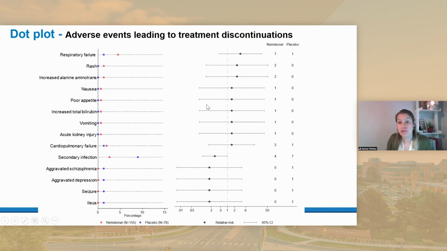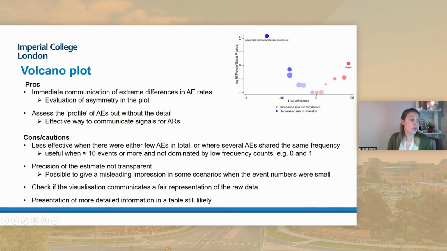But the higher rate for respiratory failure in the remdesivir arm is perhaps clearer to see in this plot, but what we can now see is that there is great uncertainty in this estimate, and that actually the event counts were very low, so we had 7 versus 1 events. So the volcano plot has the benefit here of an immediate communication of extreme differences in adverse event rates through fast and simple evaluation of asymmetry in the plot. It provides us with a way to assess the profile of adverse events without the detail, so it can be a highly effective way to communicate signals for adverse reactions.